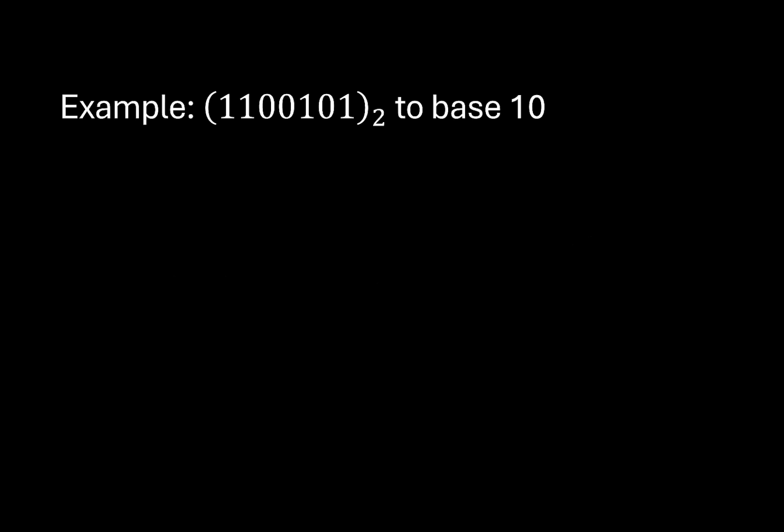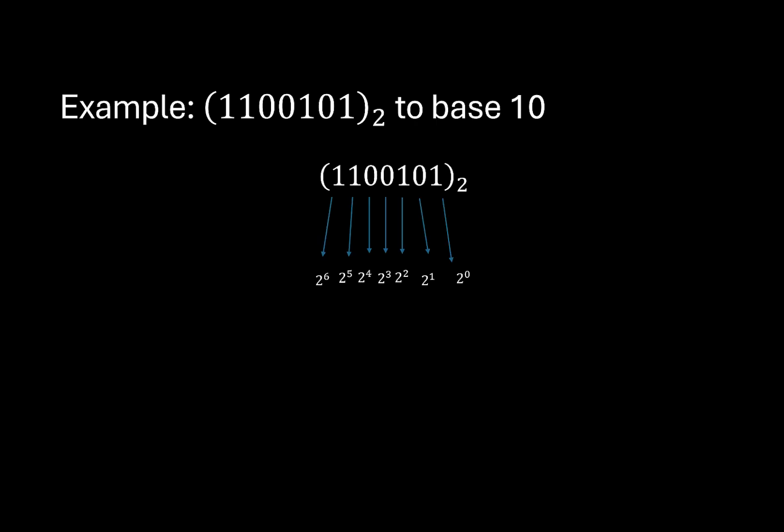Let's try 1100101 base 2, and let's move that over to base 10. I'll start by writing out all my powers of 2 I need to use. 2 to the 0, 2 to the 1, 2 squared, 2 cubed, 2 to the 4th, 2 to the 5th, and 2 to the 6th. The digit in our number will multiply by its corresponding power of 2. I'll have 1 times 2 to the 6th, plus 1 times 2 to the 5th, plus 0 times 2 to the 4th, plus 0 times 2 cubed, plus 1 times 2 squared, plus 0 times 2 to the 1, plus 1 times 2 to the 0.